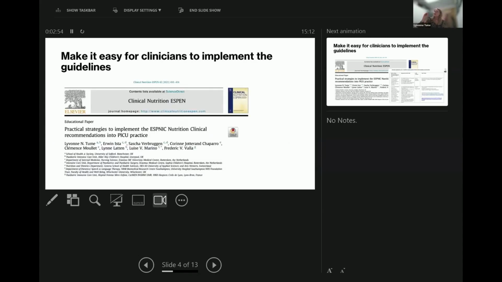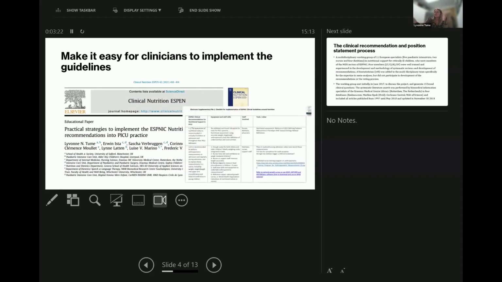The other thing we did after we'd done the guidelines is that just because you produce open access guidelines doesn't mean that clinicians can actually follow them, or do follow them. You've got to make it easy for people to follow them. And so we then produced how to implement these guidelines, because it's all very well in some units, but others are limited even in high income settings.